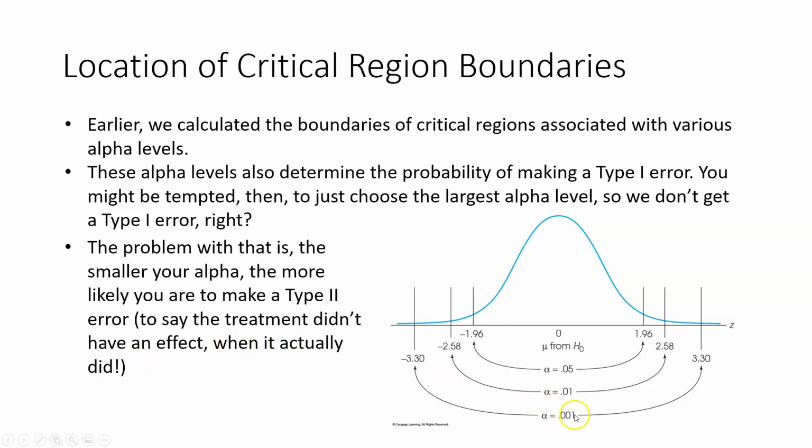So if you select this alpha of 0.001, and these are your boundaries right here and here, and you collect a sample and you treat them with some treatment like an electrical brain stimulation, and their score falls out here, way in the tail, way far out in the tail, but not beyond that point right there, then you have to say the treatment didn't work, even though it did. So if you select a more stringent alpha in order to avoid making a type 1 error, then you'll make a type 2 error instead. Thus, type 1 and type 2 errors are inverse of each other in some respects.